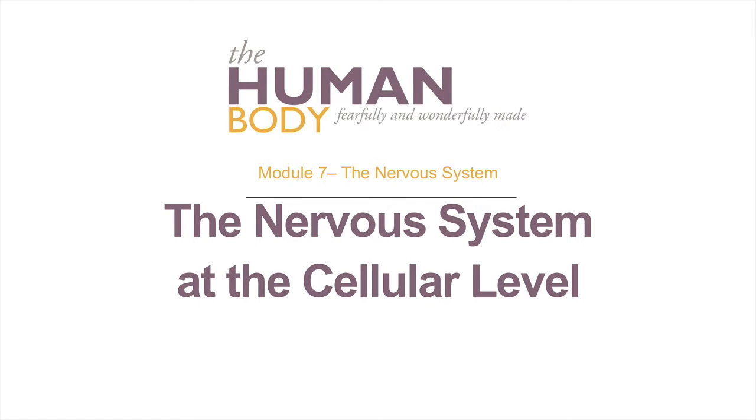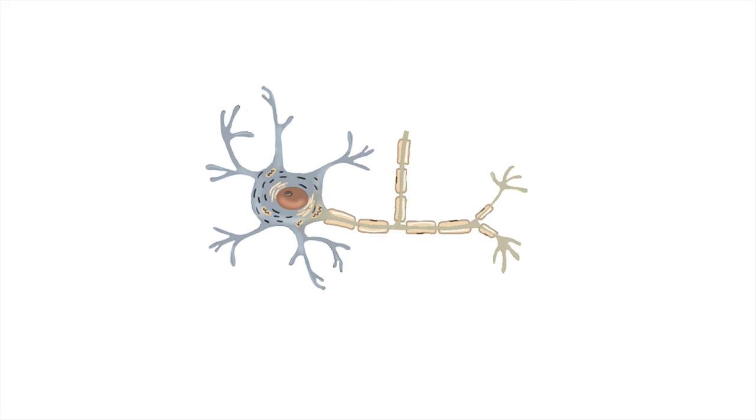Module 7, the nervous system. The nervous system at the cellular level. There are two types of cells that make up the nervous system, neurons and neuroglia. You've already learned some information about neurons, and we will spend most of this course studying neurons, but you will learn a bit about neuroglia in the next section.